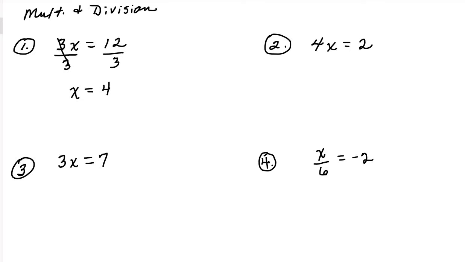Problem 2. It's very tempting to look at these numbers and say, oh, I know 2 times 2 is 4, but 2 is not the answer here. I'm dividing both sides of the equation by 4. Remember, I want to get the x by itself, so I need to get rid of the 4. So what I have here is x equals 2/4, which simplifies to 1/2.